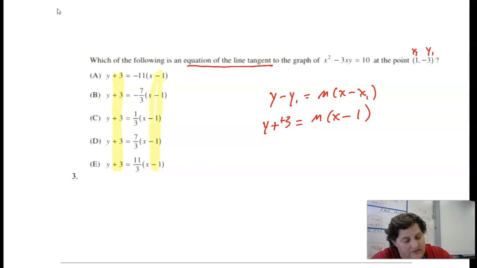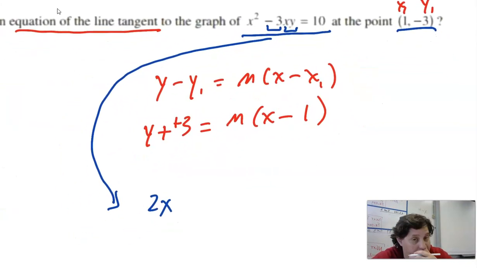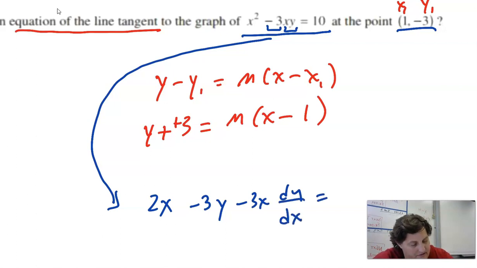Now remember guys that the slope is the derivative at that point. I'm going to have to do implicit on here, okay? The implicit derivative would be 2x. And then for this part, you have to do a product rule, all right? I'm going to let negative 3x be my first product and y be my second product. So we're going to go derivative of the first times the second, so negative 3 times y, and then the first times derivative of the second. All right? So it's my product rule.